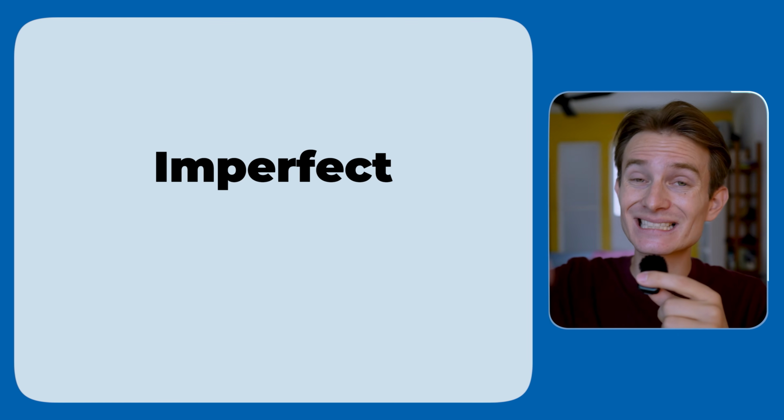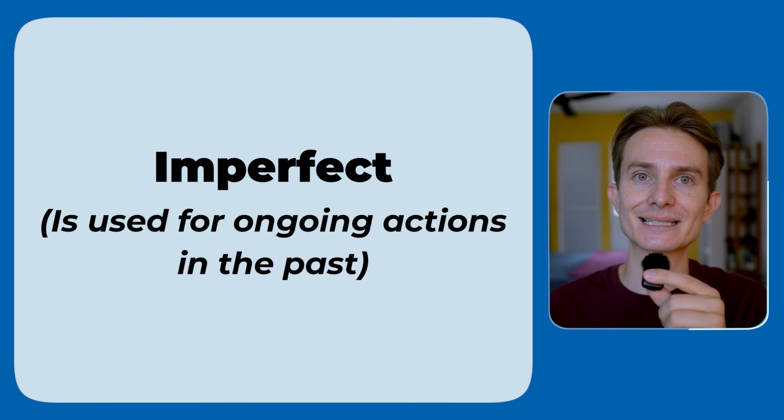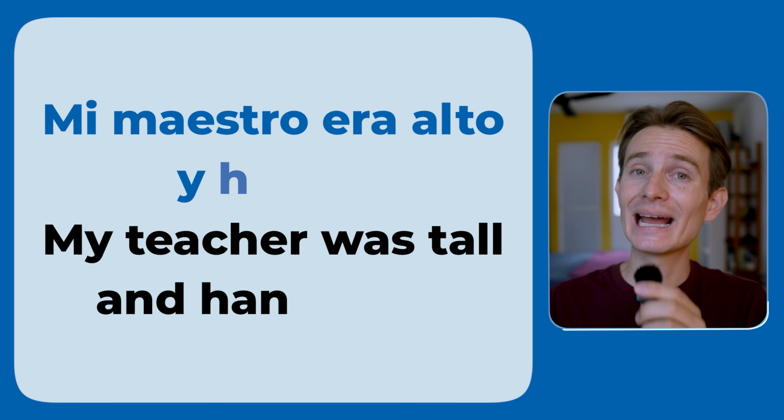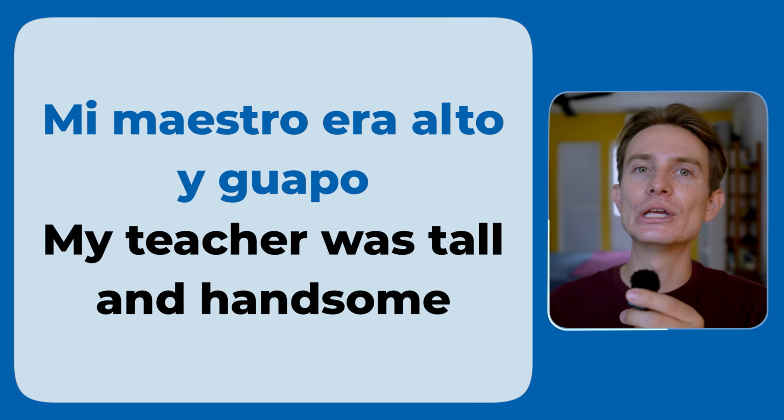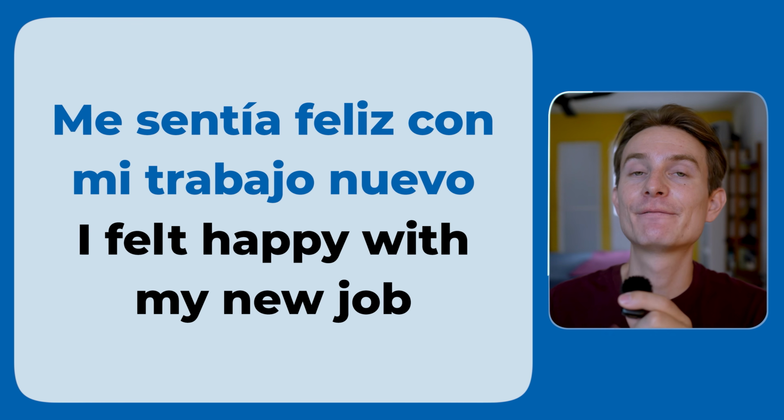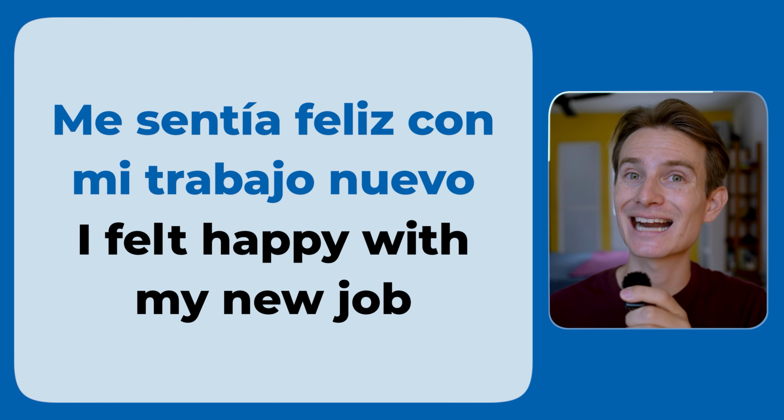And finally, we will use the imperfect to describe characteristics and feelings. Once again, remember, the imperfect is for simply things that are ongoing in the past. For example, mi maestro era alto y guapo. Me sentía feliz con mi trabajo nuevo. And finally, I want to show you some important phrases that would trigger the use of the preterite or the imperfect. These are some very common triggers for the preterite.